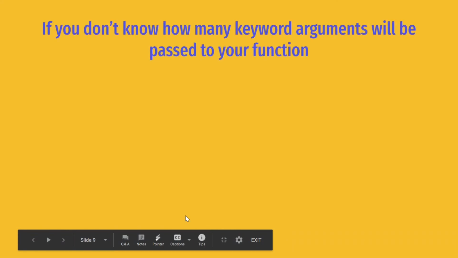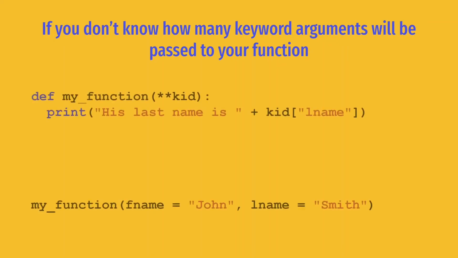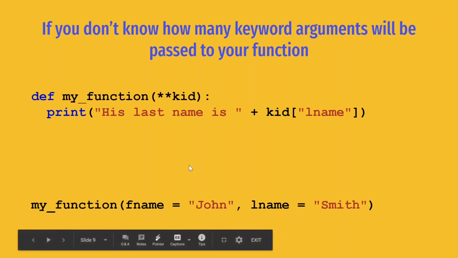Now, if I don't know how many keyword arguments are going to be passed in the function, what should I do? Earlier we saw how many arguments are passed in the function. If I didn't know how many arguments are passed, I know that I have to use star and the variable name. It will be stored as a tuple. But in this case, you have to use the same idea, the same format.